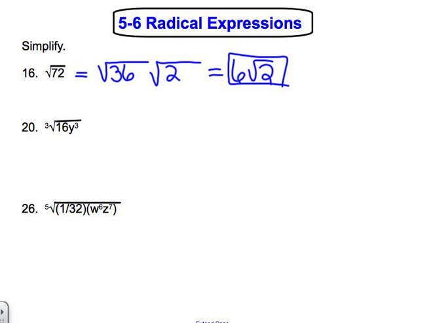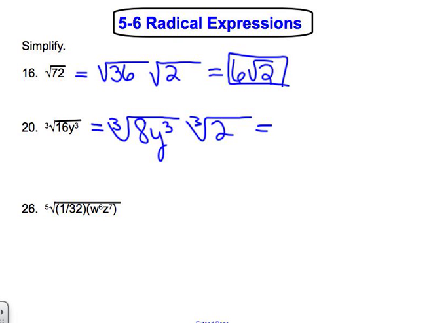With number 20, you're looking for perfect cubes. So we're going to split this up into your largest perfect cube factors, other factors. 16 is not a perfect cube, but 8 is. So 8 times 2 gives us 16. Y cubed is a perfect cube, so we put it underneath the radical. That is the perfect radical.